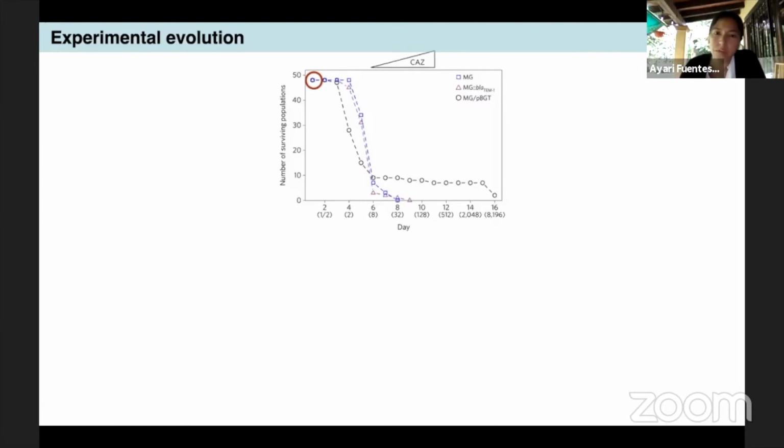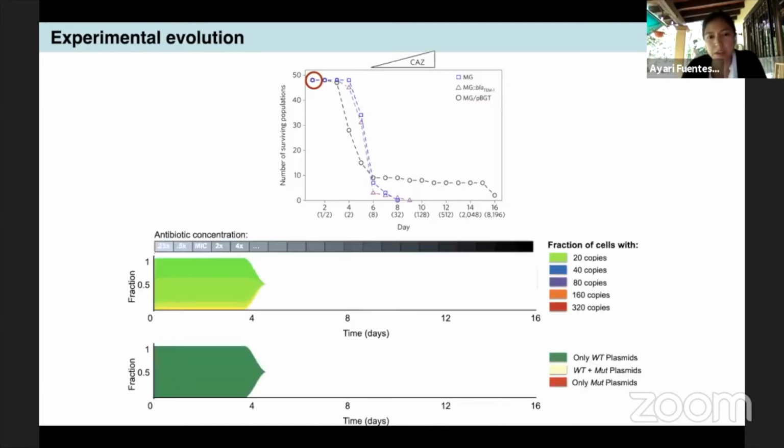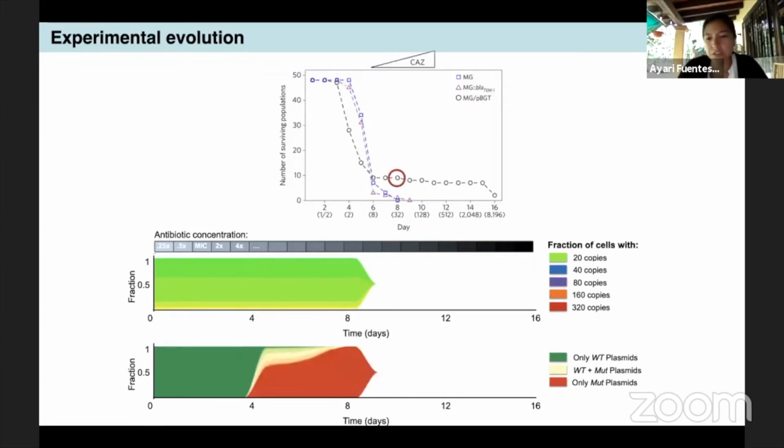Then we wanted to know what happened with the plasmid dynamics, so we did mathematical modeling. In the top graph, we are showing the number of copies of the plasmid, and in the bottom one, we are showing the plasmid type. At the beginning, for 4 days, we have the plasmid that we put in at around 20 copies, as I told you.